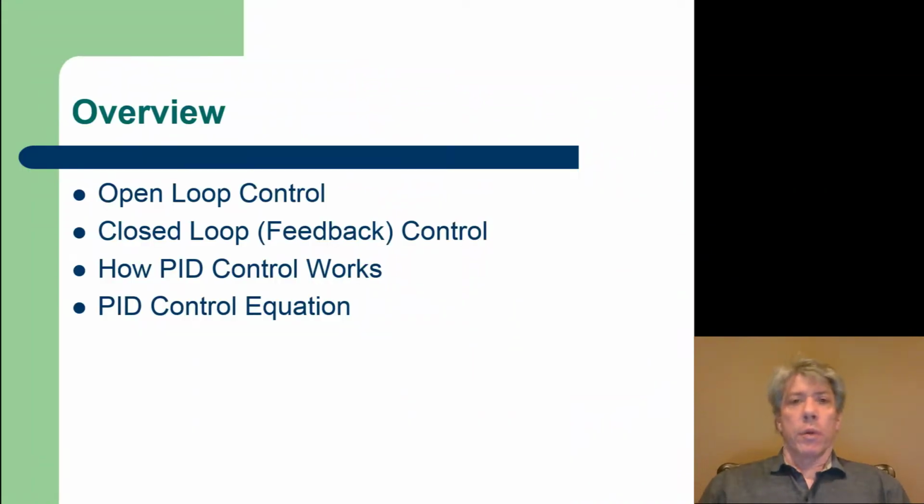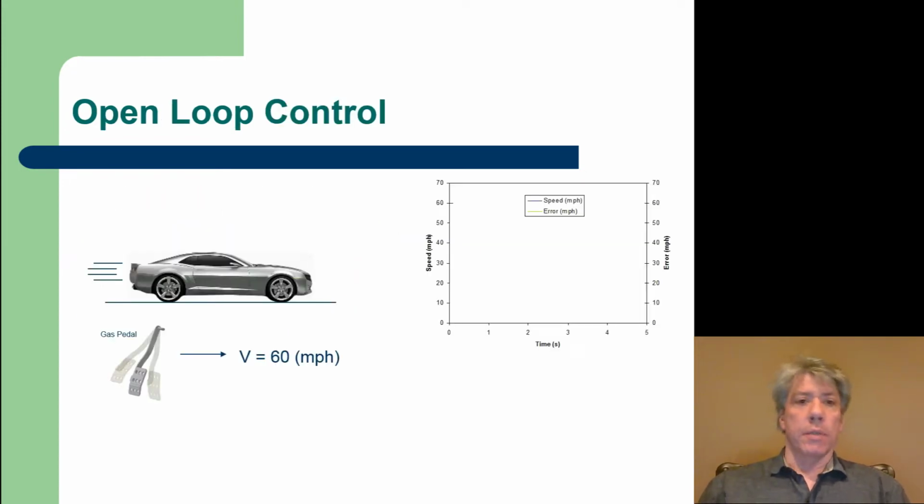Quick overview of what we're going to talk about. We're going to talk about open loop control, which is really not control at all. Closed loop control, or where feedback is used to control the process. We're going to talk about how PID control works and discuss the PID control equation and how it works.